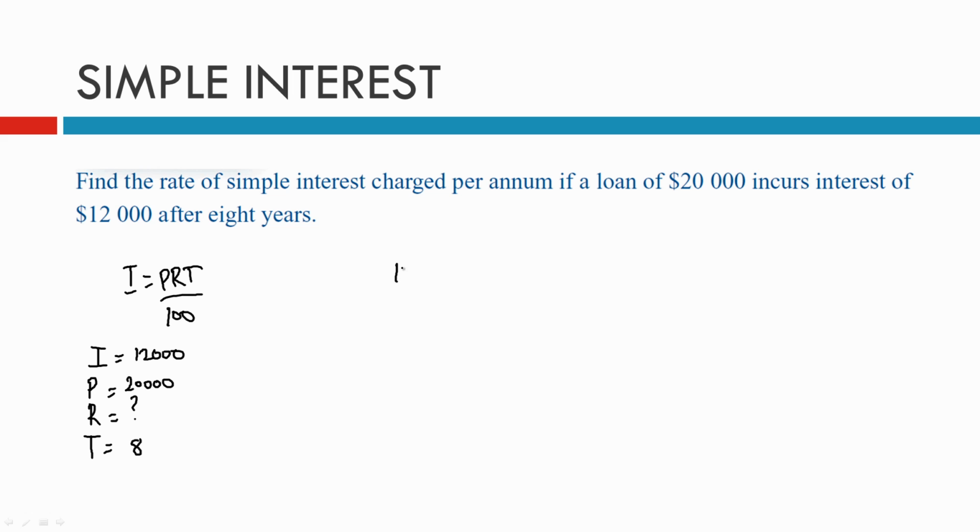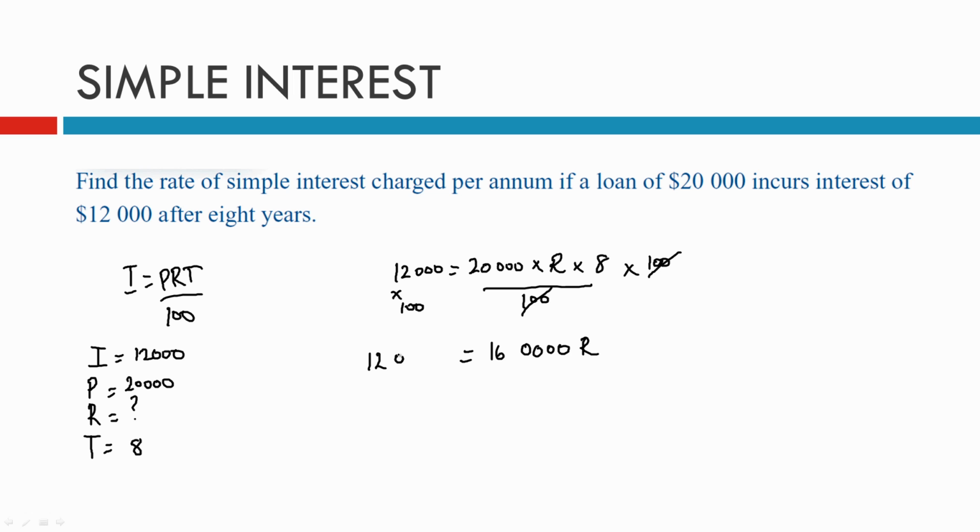So, 12,000, I, equals P, which is 20,000, multiplied by the rate, which we need to find here, for 8 years, which is the time, all divided by 100. Again, multiply this by 100 to get rid of it. What I do to the right, I've got to do to the left. These cancel out. What am I left with? I get 8 2s are 16, so it's 16, and then add your zeros in there. So I get 160,000 R equals 12,000 by 100. 12, add 2 zeros, and I get that.